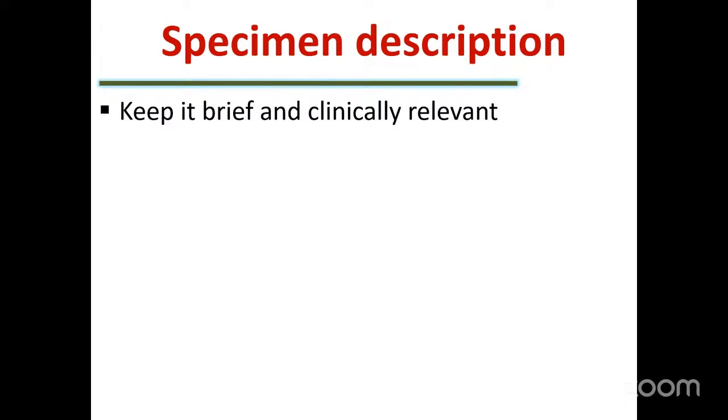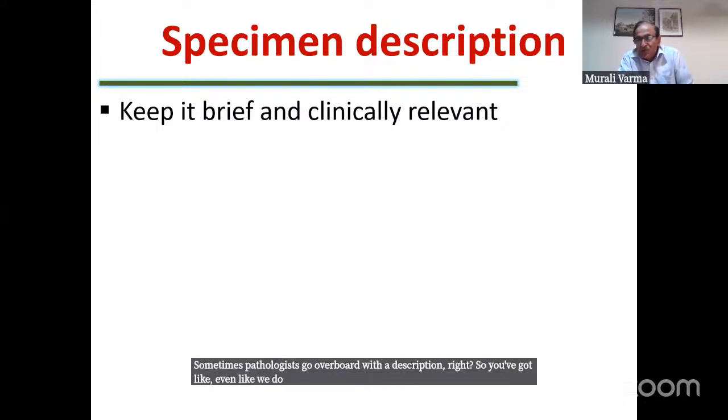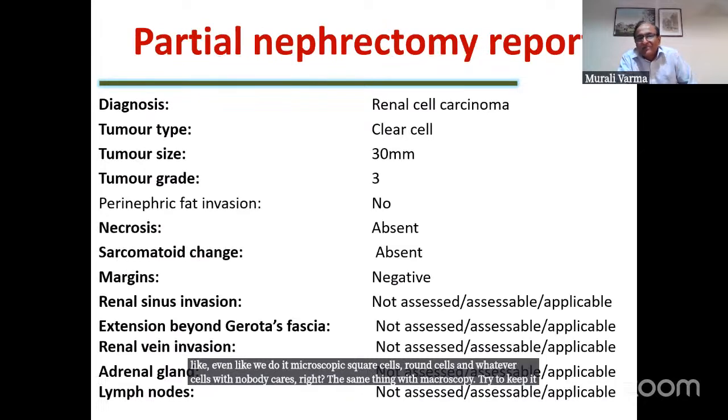Murali? Shall I move on then? Okay, so we've now sliced the specimen. So the next thing is to describe the specimen. So the first point I would make is sometimes pathologists go overboard with the description, right? So you get even like we do with microscopy, square cells, round cells, and whatever cells which nobody cares about, right? The same thing with macroscopy. Try to keep it brief and clinically relevant.